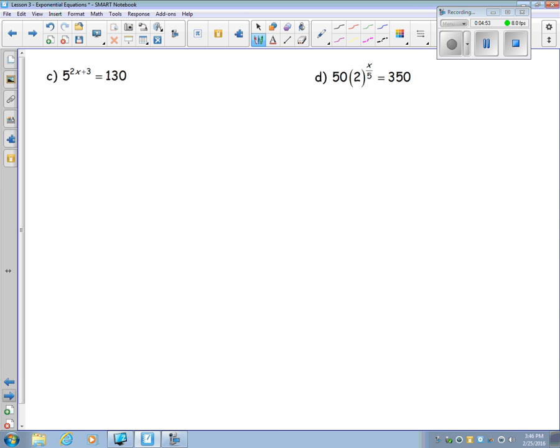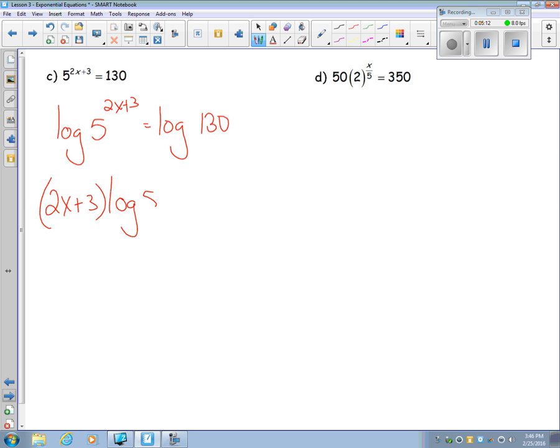Again, there's no way I can make a 5 into a 130, so I know I'm using a log. So I'm taking the log of 5 to the 2x plus 3. Log on one side, log on the other. The exponent comes down in front. Now my exponent is all of this, right? 2x plus 3. So I'm going to put in brackets, times the log of 5 equals the log of 130.